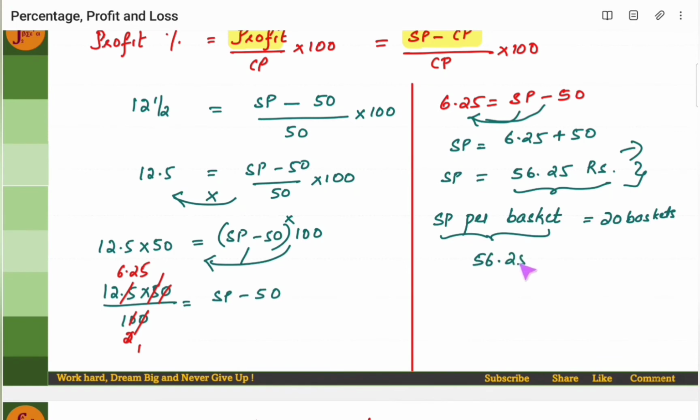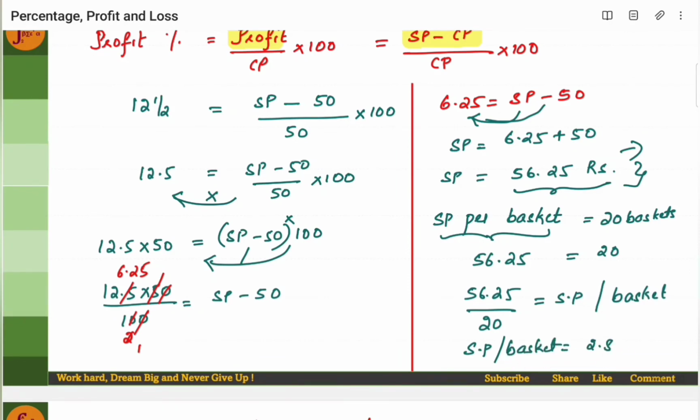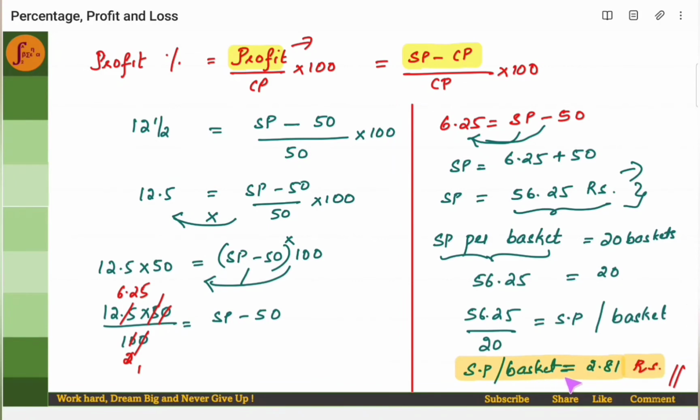Total selling price is 56.25. He has 20 baskets. So per basket, how much does he have to sell? Obviously, 56.25 divided by 20. If I divide 56.25 by 20, I'll get the selling price per basket, which is 2.81. So the selling price per basket is 2.81 rupees.